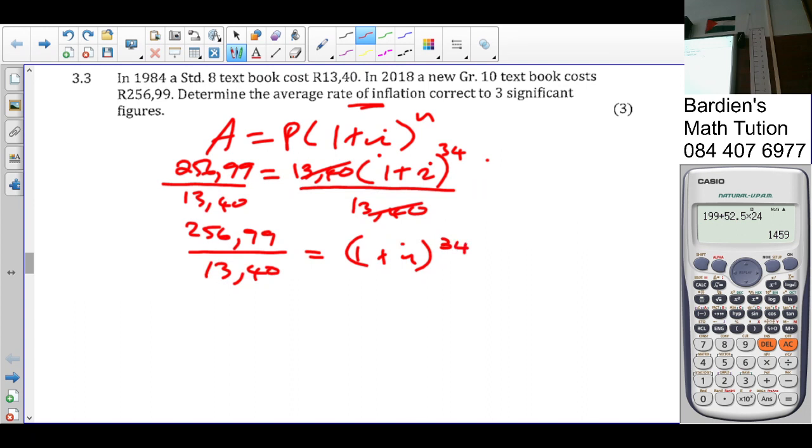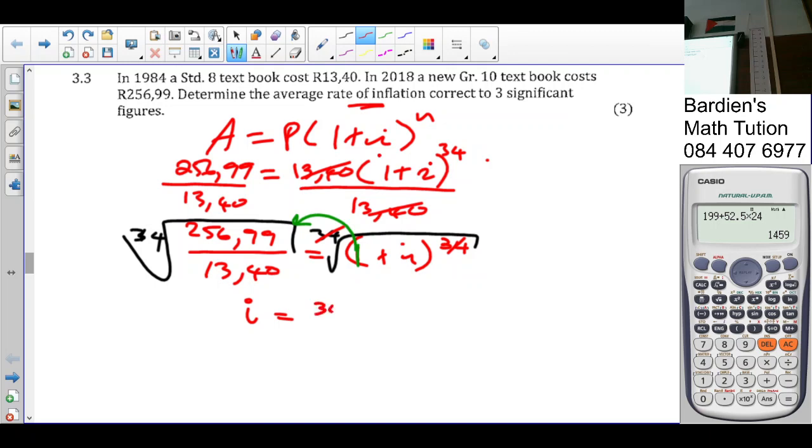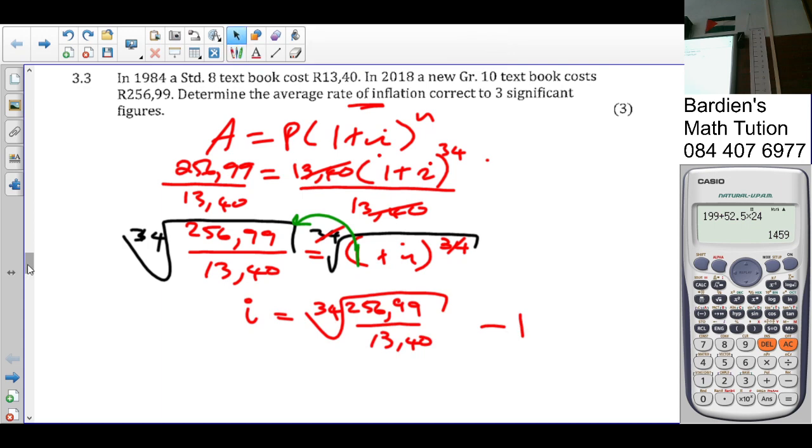Now what do we do? The 34th root, both sides. But normally if you go with any even root, we go plus minus. Okay, but not in this case, because your interest is going to be positive growth. Okay? So of course that cancels. And then what do I do? Minus 1. So your i is going to be the 34th root of 256.99 over 13.40, minus 1. You could have punched it in the calculator earlier on and worked with decimals. No problem with that. Once I got this answer, what do I do? Multiply it by 100.